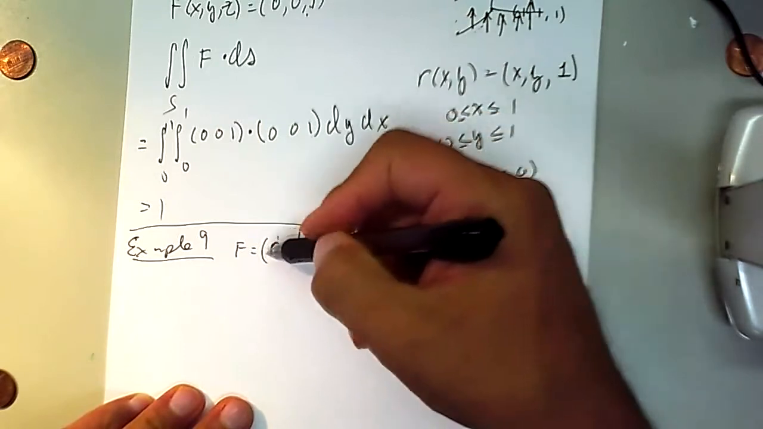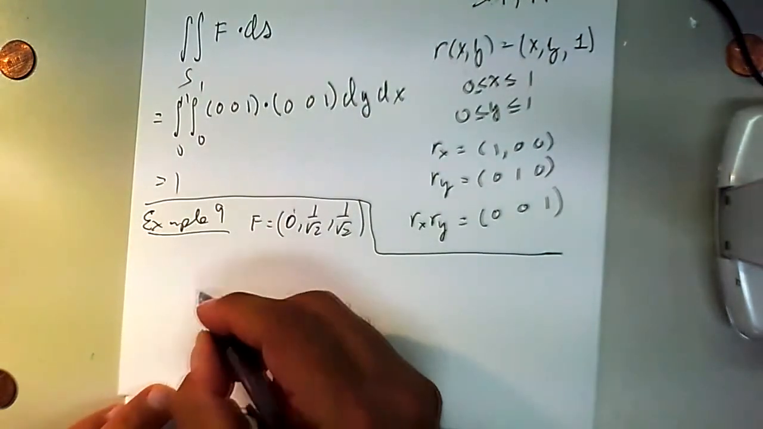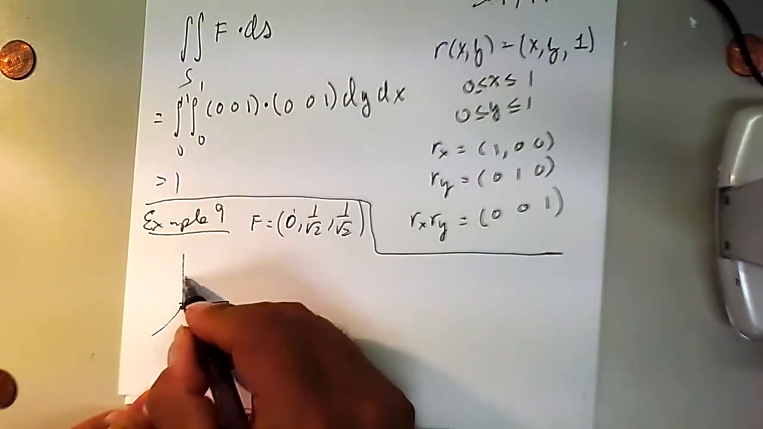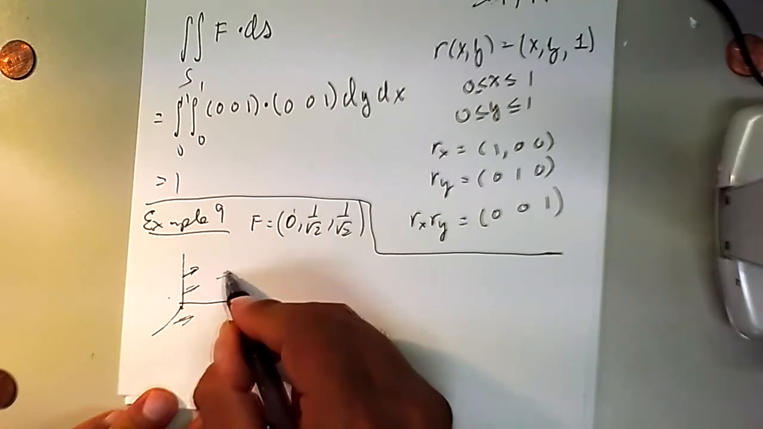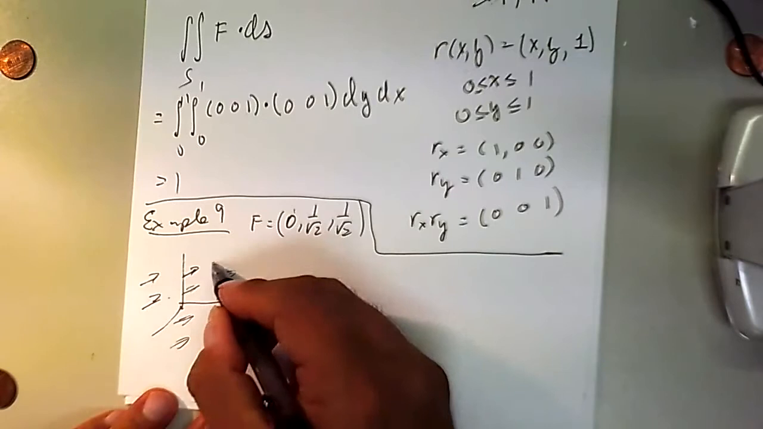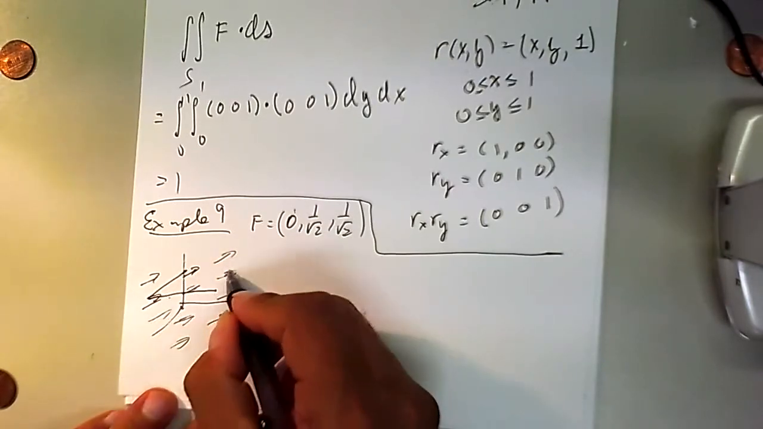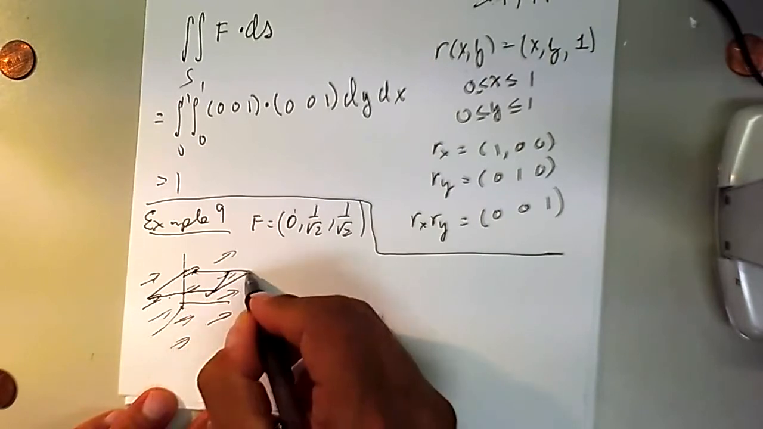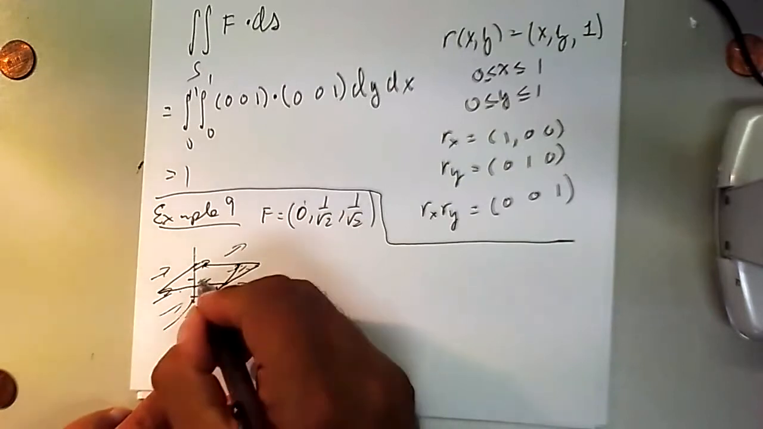So the magnitude of this will be 1. This vector field will be such that all the vectors are going in this direction, up and to the right at a 45-degree angle. And all of the vectors are going to be in the same direction. So the question is, how much of that is going to go through this membrane, the same membrane, or the same surface, S, that we're using there?